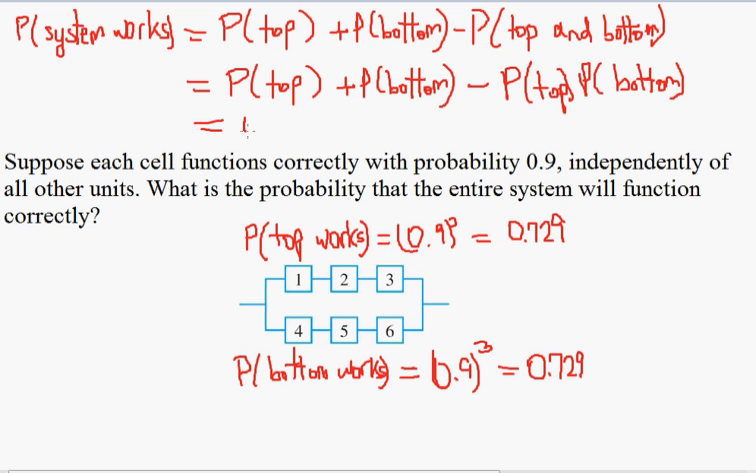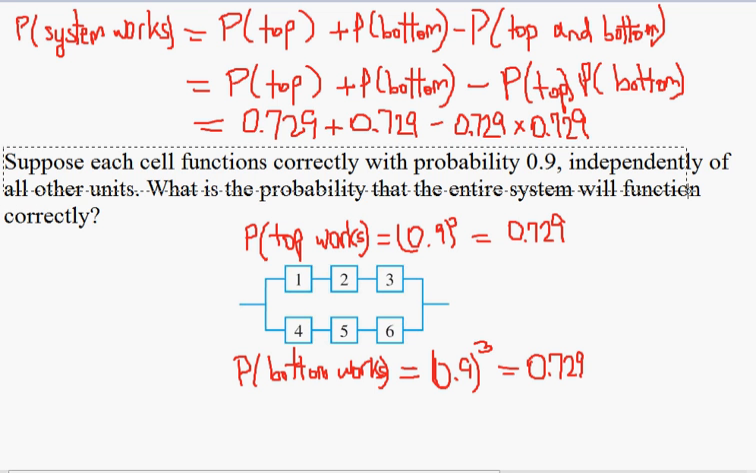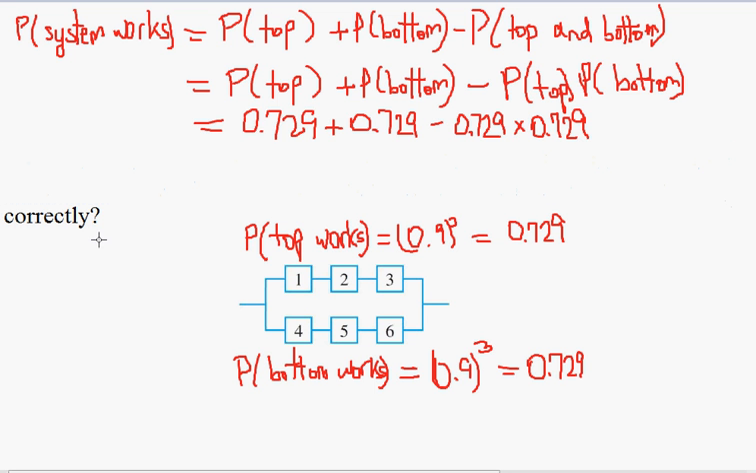Okay, so the probability of the top is 0.729 plus the probability of the bottom working is also 0.729 minus the probability that they both work, which is 0.729 times 0.729. Now notice the subtraction is important. If I did not take that last subtraction, then I would get an answer that's bigger than 1.